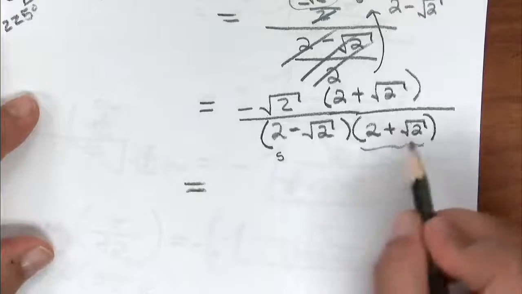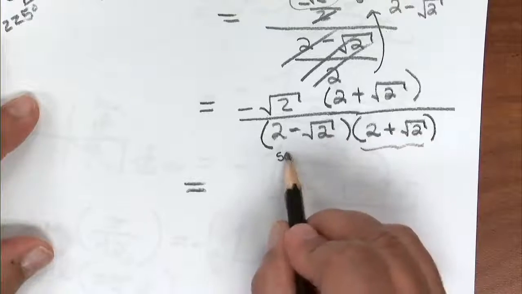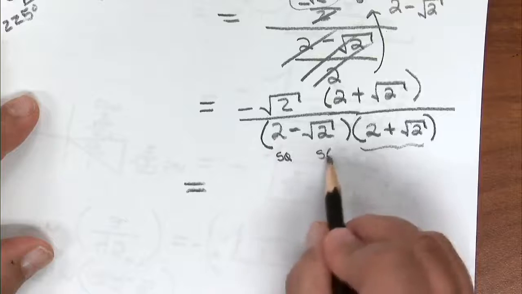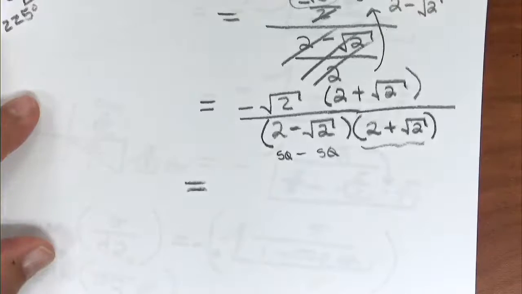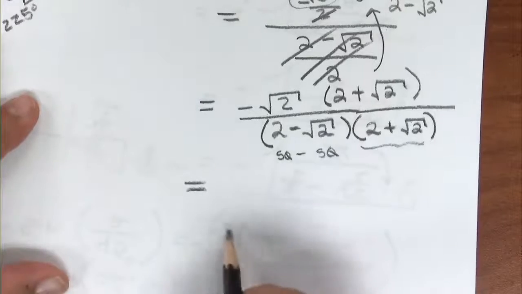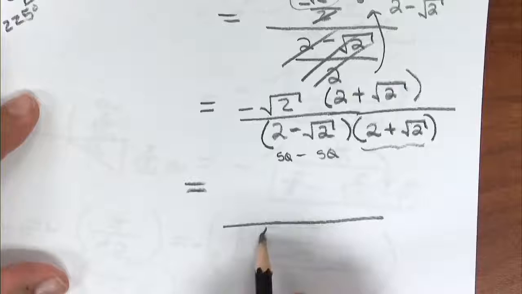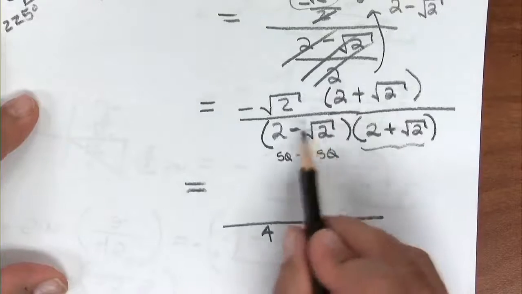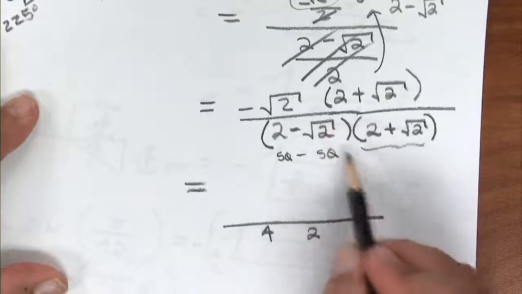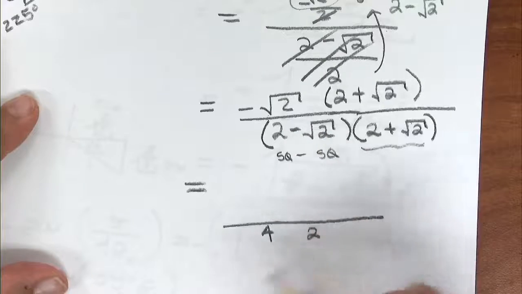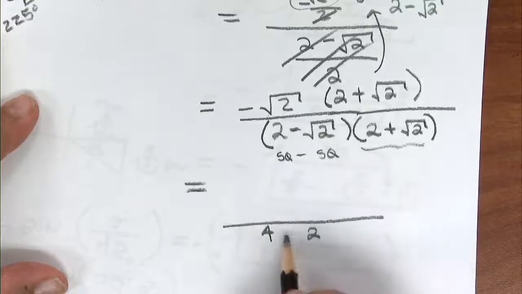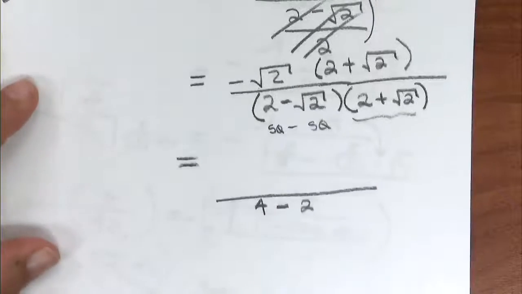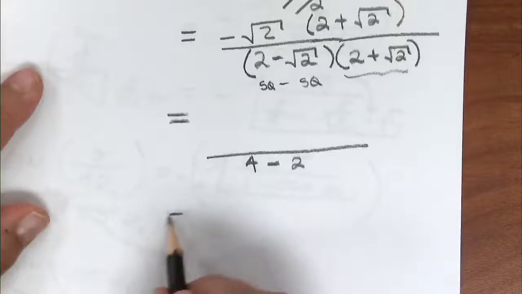Either be looking here or here, it doesn't matter. Square the front, square the back, and then throw a minus in there, and you'll have it all FOILed out. So squaring the front, 4. Squaring the back, 2, because when you square a square root, the radical dissolves and out comes the radicand. Then put a minus in between these two squares. Your bottom turns out to be 2.